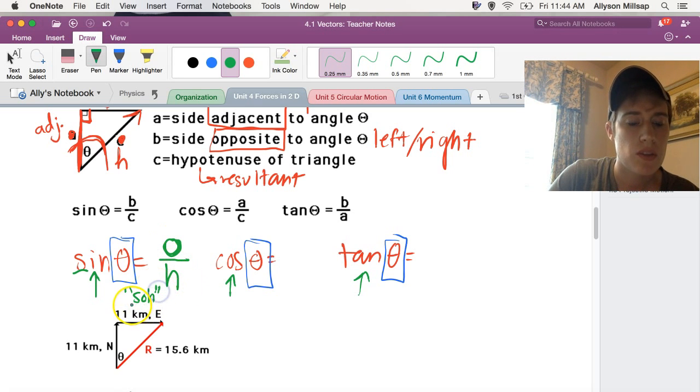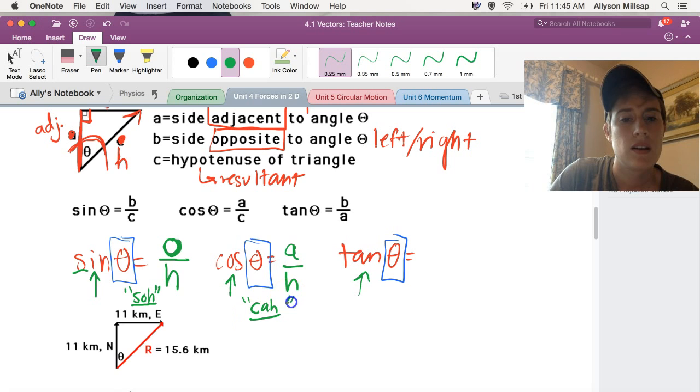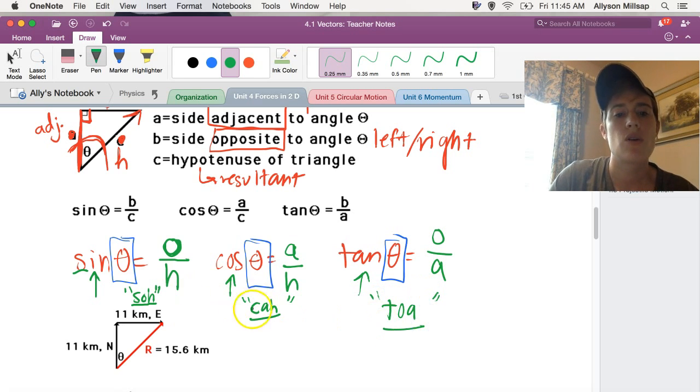So I think of this as a made-up word. And then cosine is your adjacent angle over your hypotenuse. So I think of this as CAH: cosine, adjacent, hypotenuse. And then tangent is opposite over adjacent. And so I think of TOA. So if you can remember SOH CAH TOA, then you can remember these formulas.